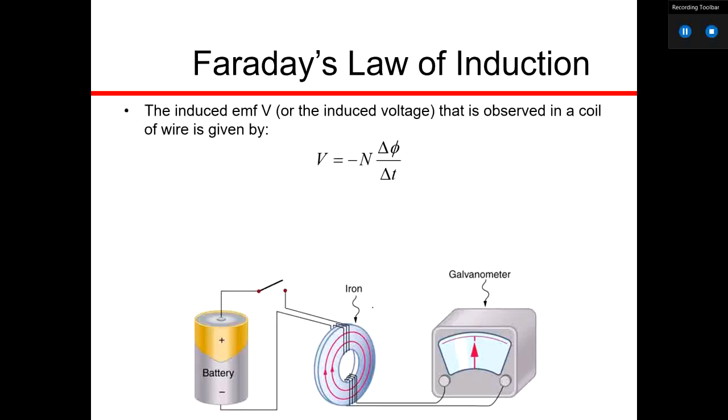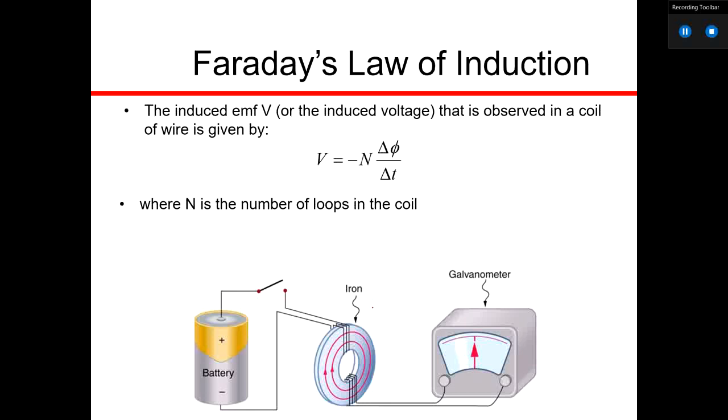So Faraday's law of induction. We have our magnetic flux, but how much voltage can we actually get out of this? How much power can we generate? The induced EMF, or the induced voltage that's observed in a coil, is given by EMF equals negative N times the change in magnetic flux over the change in time, where N is the number of loops in the coil.